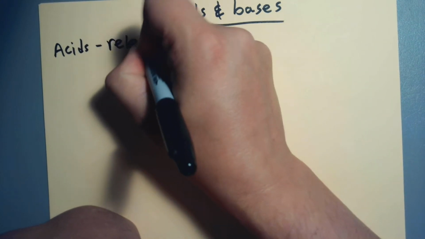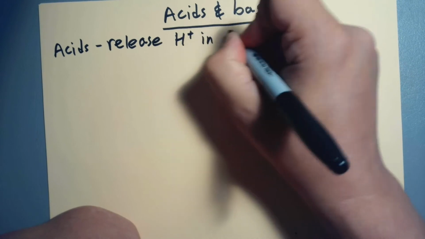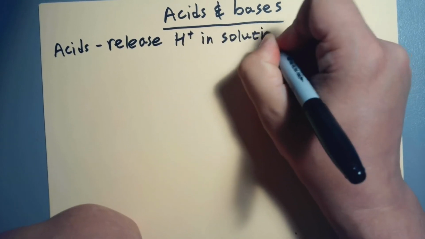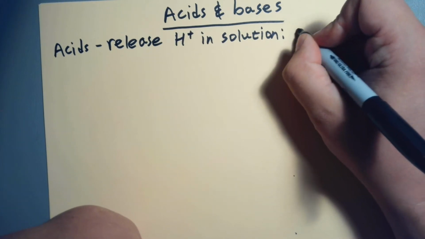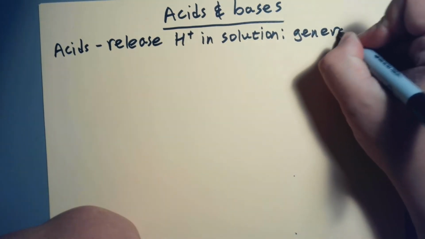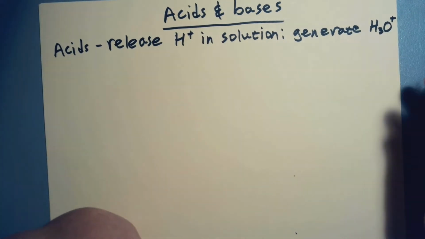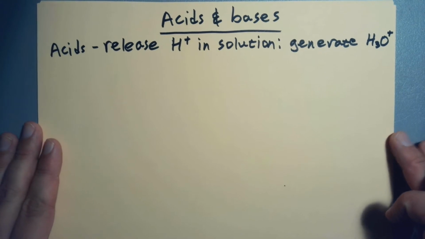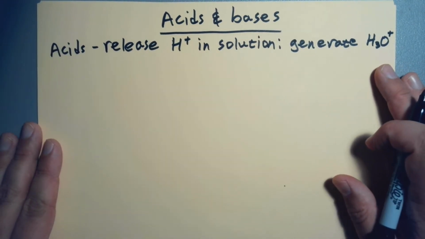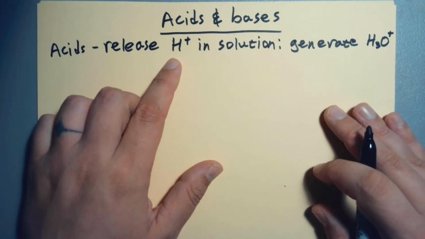Just to remind you, in general, acids, what are they going to do? Well, they're going to release H plus into solution. And that means they're going to generate H3O plus. They're going to make the hydronium ion because they're going to take water and ionize it, turn it into an ion. And this is actually a little bit of a simplification of what really happens. We'll do a balanced equation in a little bit.